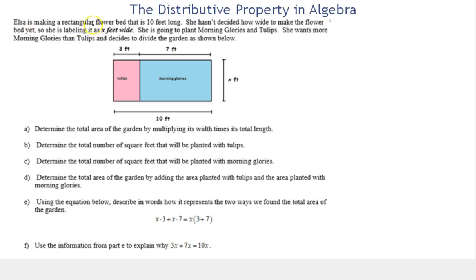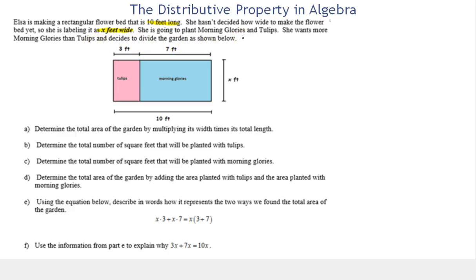Elsa is making a rectangular flower bed that is 10 feet long. She hasn't decided how wide to make the flower bed yet, so she is labeling it as x feet wide. So x is going to represent the unknown width of the flower bed. She is going to plant morning glories and tulips. She wants more morning glories than tulips and decides to divide the garden as shown below.